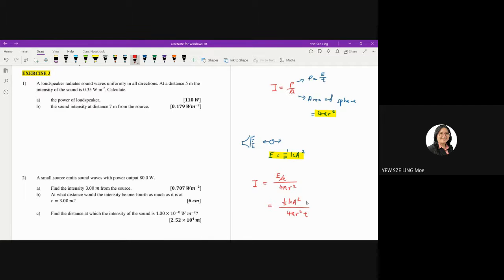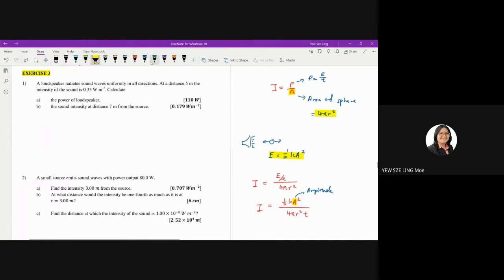I can just leave it like this, because what I want to show you is just a relationship. The thing you have to be careful about is the A here. This A no longer represents the area, but now this A represents amplitude, the amplitude of the particles. So in the initial equation, the definition of intensity, A represents the area. But if you expand the equation, you will have another A, which represents the amplitude of the particles.